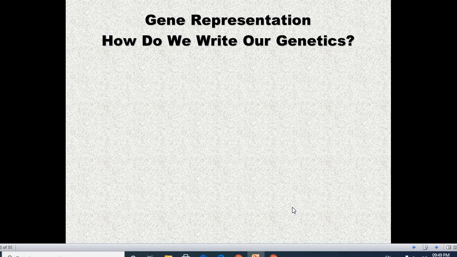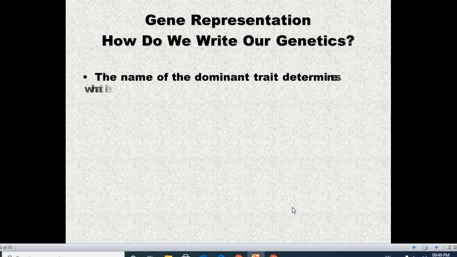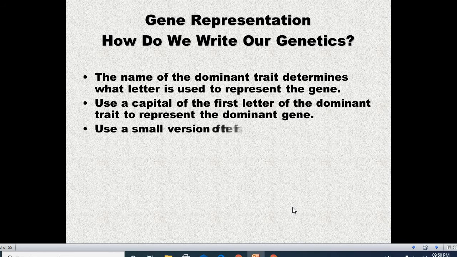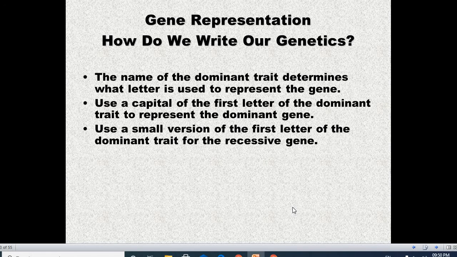How do we write our genetics? The name of the dominant trait determines what letter is used to represent the gene. Use a capital of the first letter of the dominant trait to represent the dominant gene. For example, capital Y, small y. So that is the rule. The first letter you write is always the dominant gene. Use a small version of the first letter of the dominant trait for the recessive gene. You have to write the small letter only.